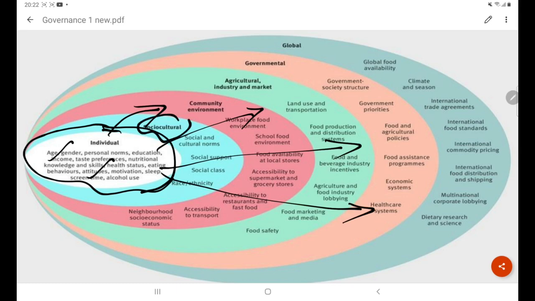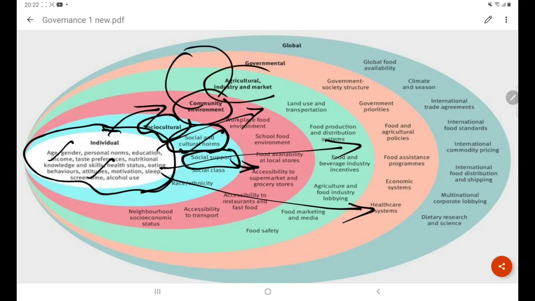There are socio-cultural factors, social and cultural norms. This you can't control personally. Social support is also not going to be enhanced by a person's effort. So all these things require a coordinated effort to relieve these problems. Then community, environment, agriculture, industry, market, government, global. In all these spheres you require some governmental intervention. That is why government intervention is important.